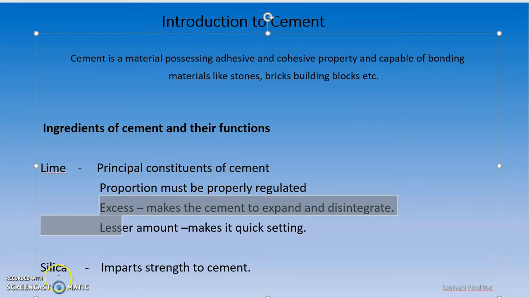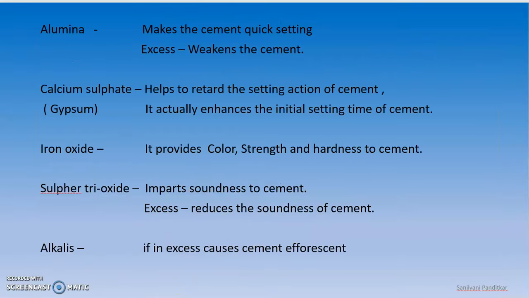About silica, silica gives strength to the cement, while alumina makes the cement quick setting. It should not be present in excess, because excess alumina weakens the cement. Next ingredient is calcium sulfate, that is gypsum. It helps to retard the setting action of cement. Actually, it enhances the initial setting time of cement.